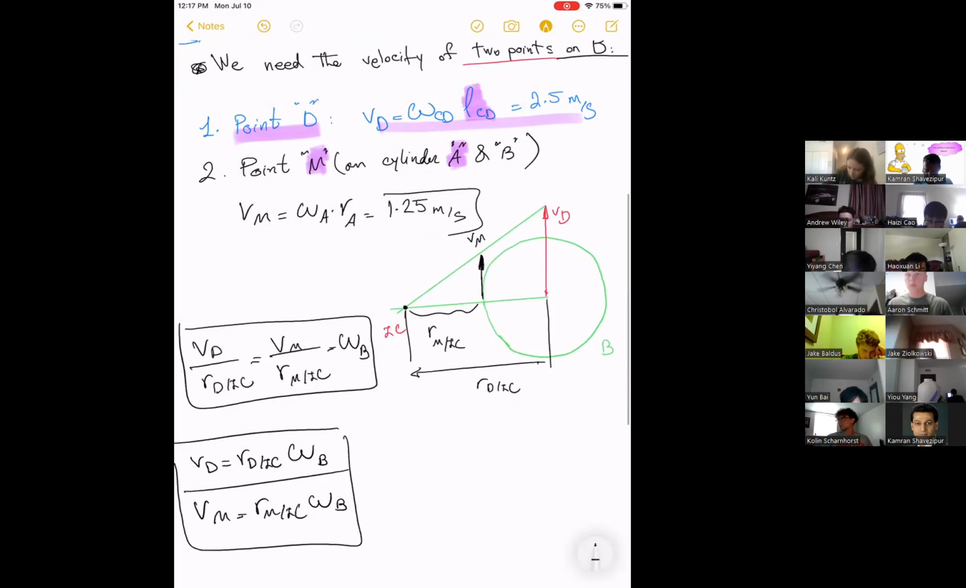How many unknowns I have here? I don't know omega B, I don't know RDIC or RMIC because I don't know where this is. So I have technically three unknowns. Right? Look at the geometry of the problem. Can I get another equation? How much is this guy?